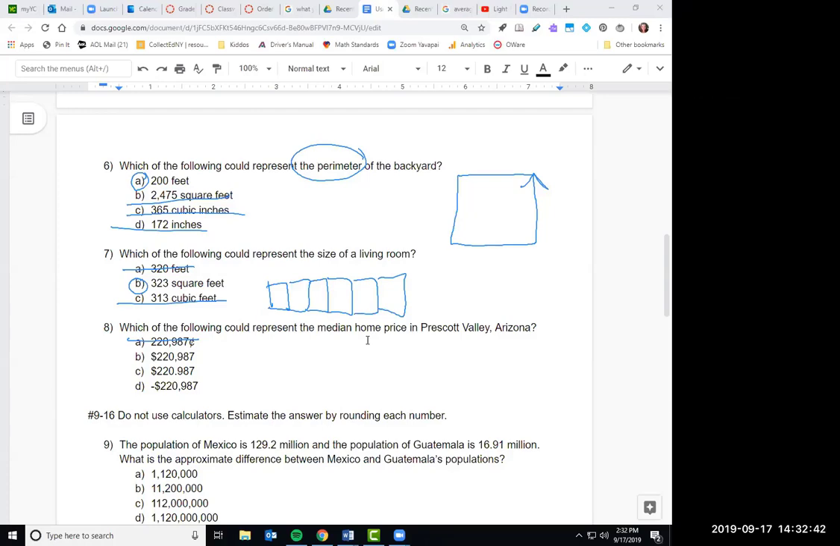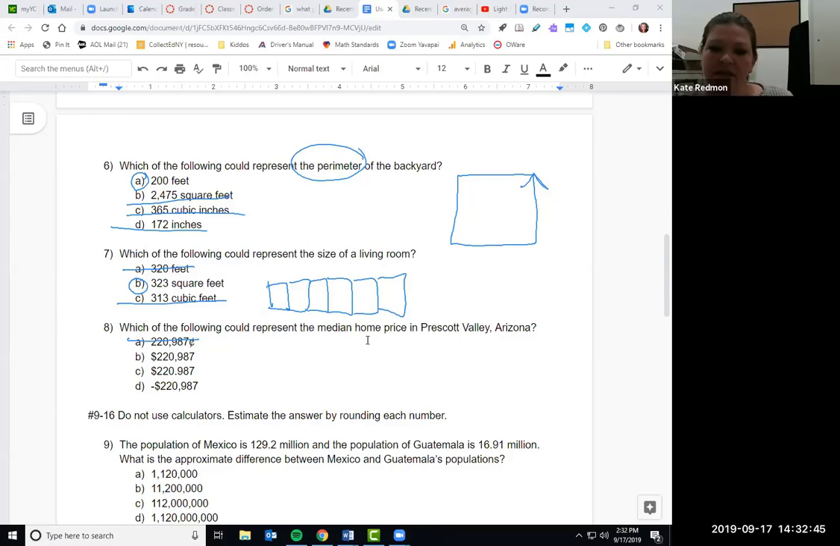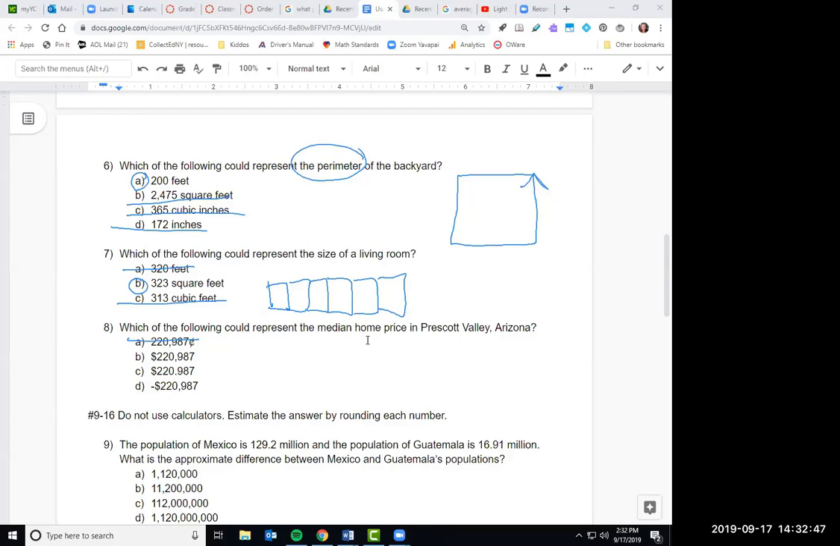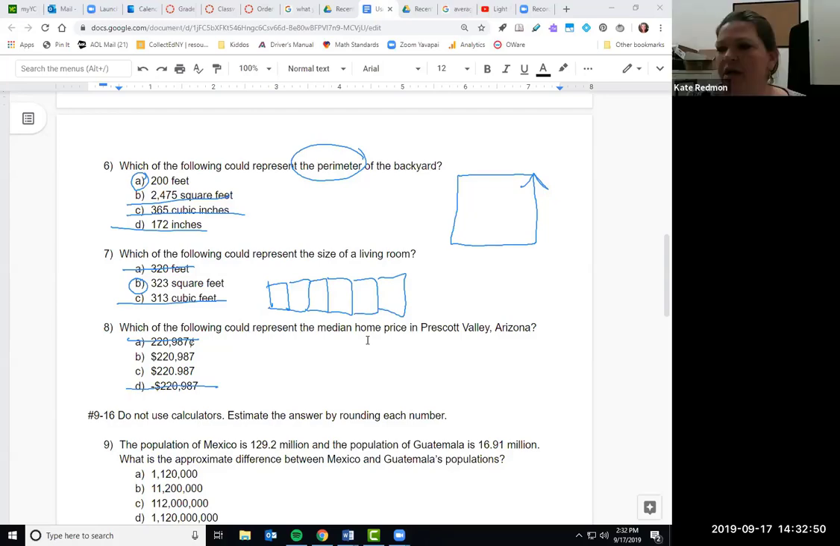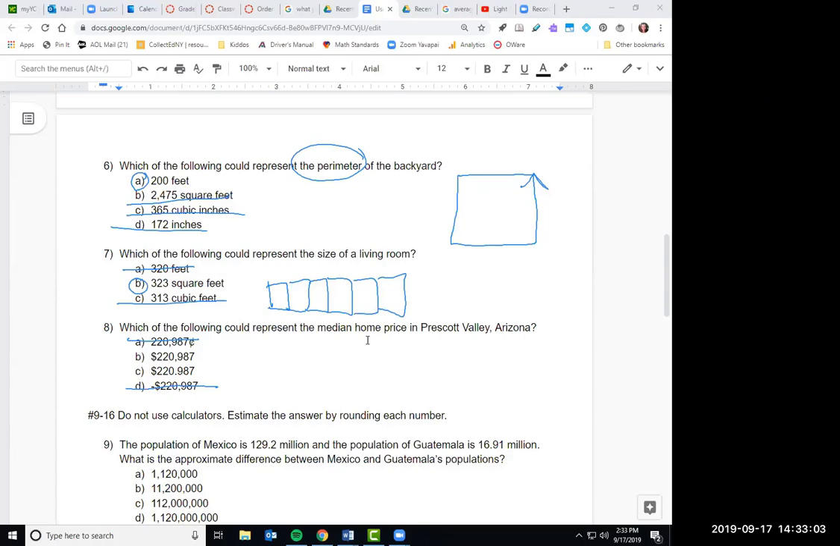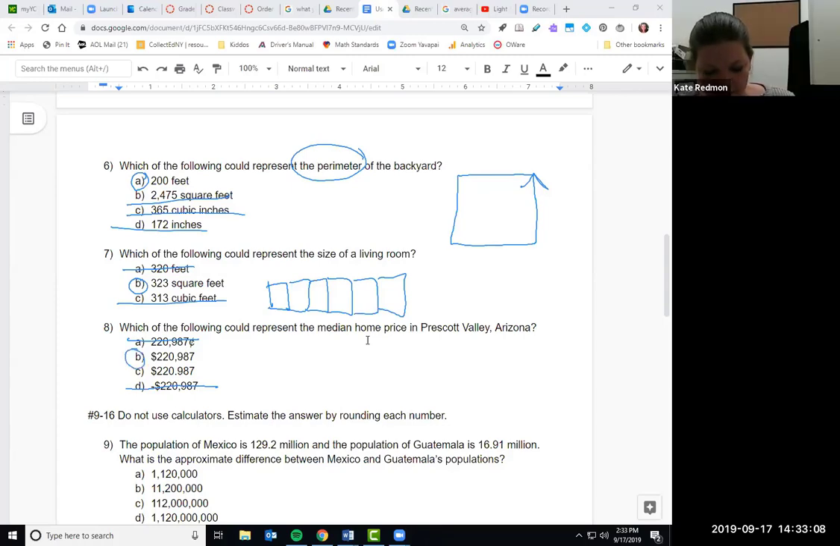Okay. I'll remove D. You want to remove D? Absolutely. What's wrong with D? Because it's minus. Yeah, we're not going to have a negative median home price. Most of the houses they pay us to live in, we wish, y'all. We wish. Okay, that leaves me with 2 answers. And which one makes more sense? B. Yeah, B. It makes more sense to pay 220,987. So definitely B. Okay, so we went through our common sense.